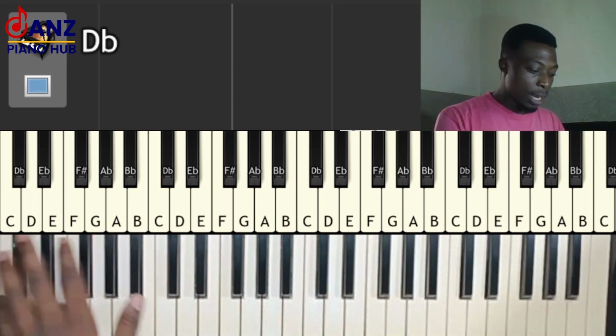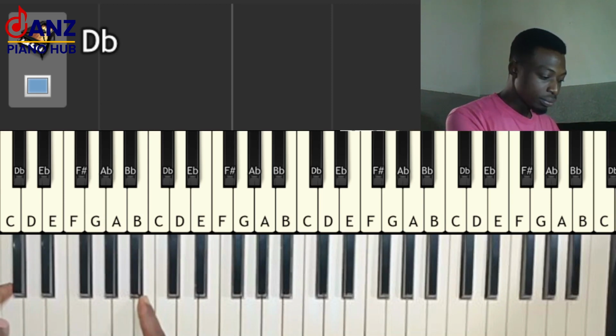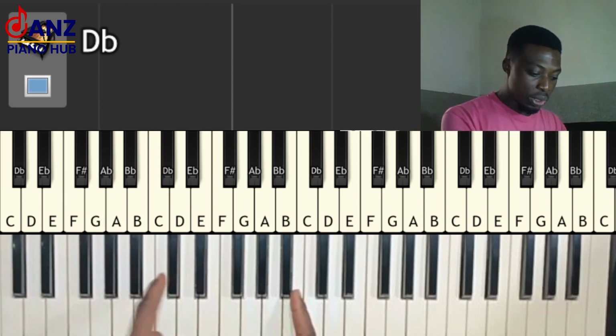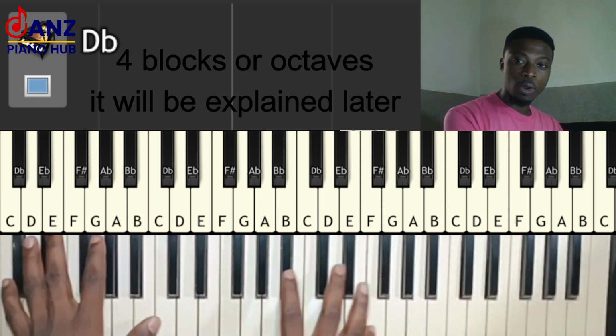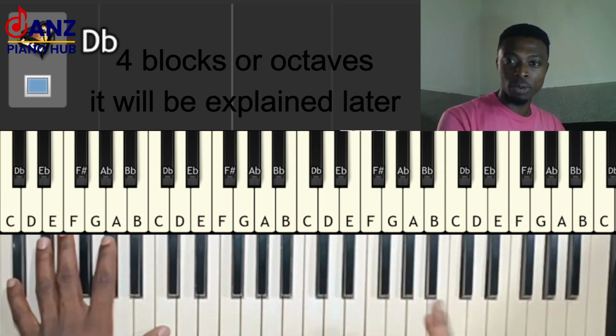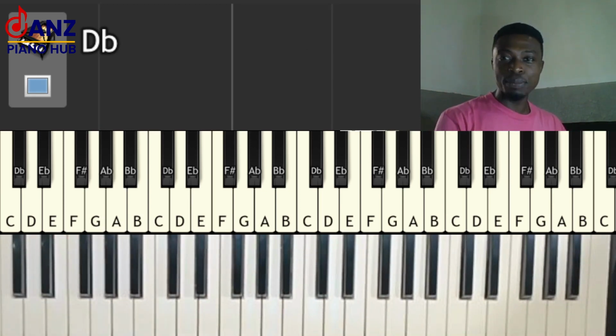So if we should do that now, it means on this particular keyboard that I have 1, I have 2, I have 3, and I have 4. There are 4 blocks. Let's just call them blocks for now. There are 4 blocks that I have on this keyboard. There are keyboards with 5, there are keyboards with 6, with 7, there are even keyboards with 8. Yes, as you see some very long pianos, some long keyboards, they have up to 8 of them.